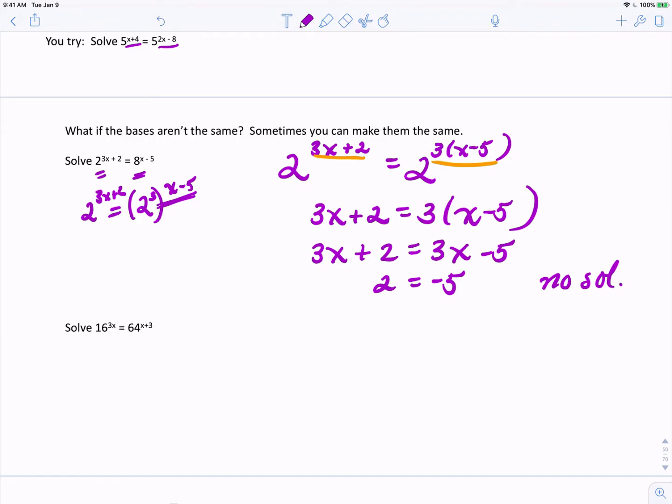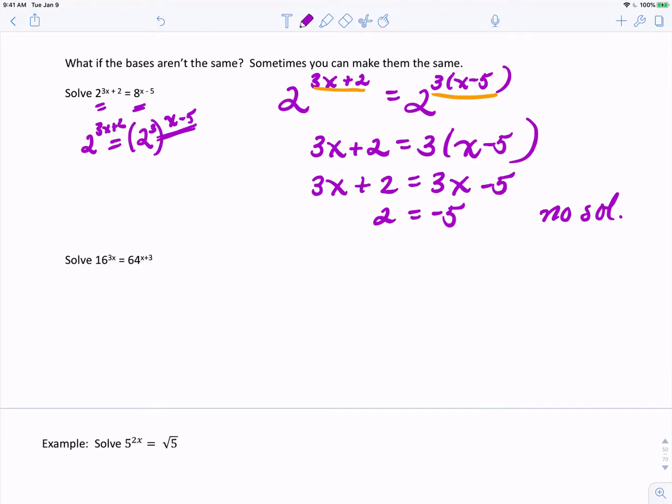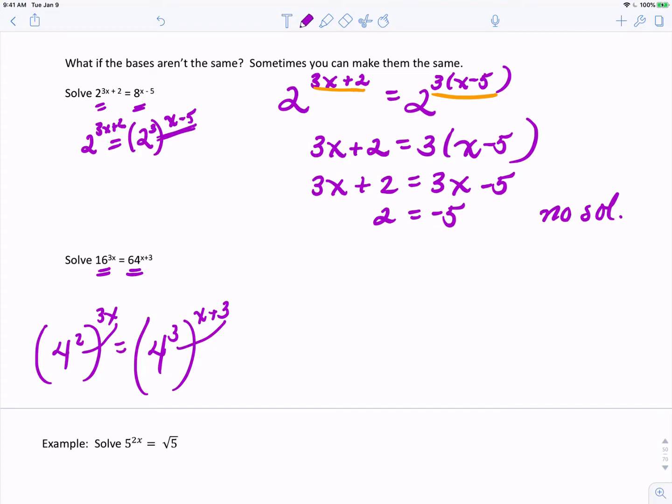So let's try another one. 16 to the 3x is equal to 64 to the x plus 3. Our goal is to try to write these using the same base. Notice that those are both powers of 4. 16 is the same as 4 squared, and 64 is the same as 4 cubed. So now we have an exponential equation where the bases are the same. We know what to do when we're raising a power to a power. We multiply those numbers together.